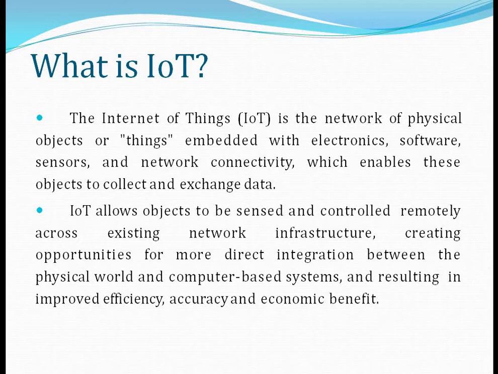Here the word thing means that it may be a device, a sensor device, or it may be people, whatever it may be. The exchanging of data between the things or objects is called IoT. It allows objects to be sensed and controlled remotely across existing network infrastructures, creating opportunities for more direct interaction between the physical world and computer-based systems, and resulting in improved efficiency, accuracy, and economic benefits.